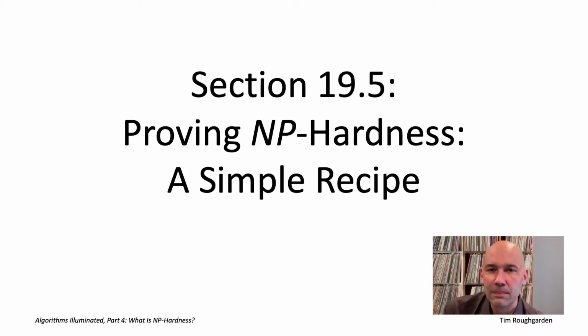Hi everyone, and welcome to this video that accompanies section 19.5 of the book Algorithms Illuminated, part 4. This is a section about a simple recipe for proving that problems are NP-hard.